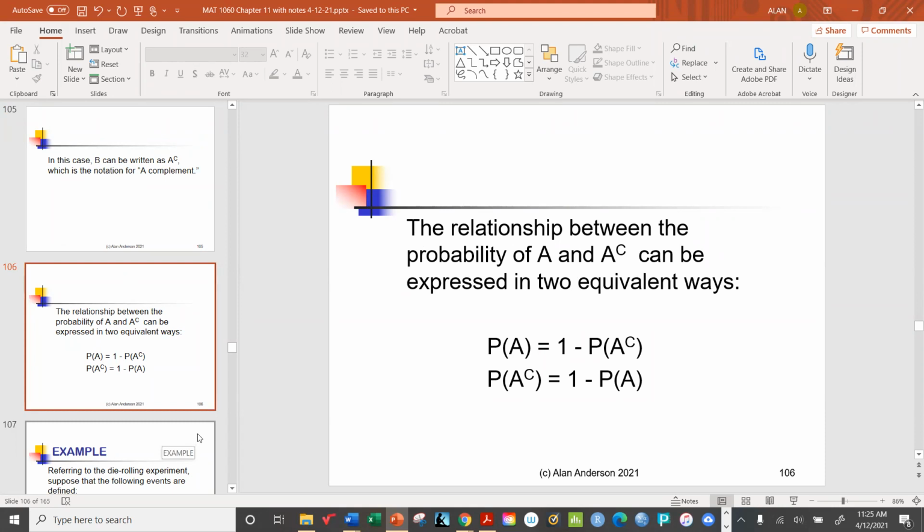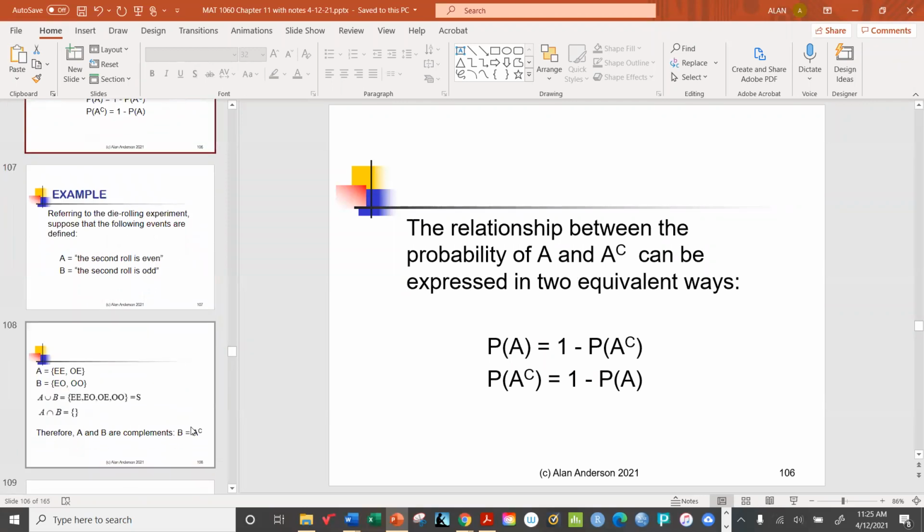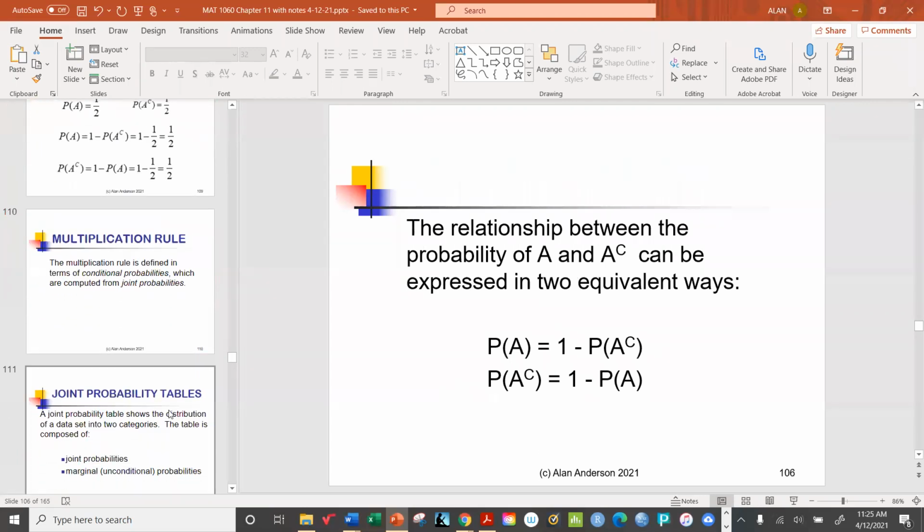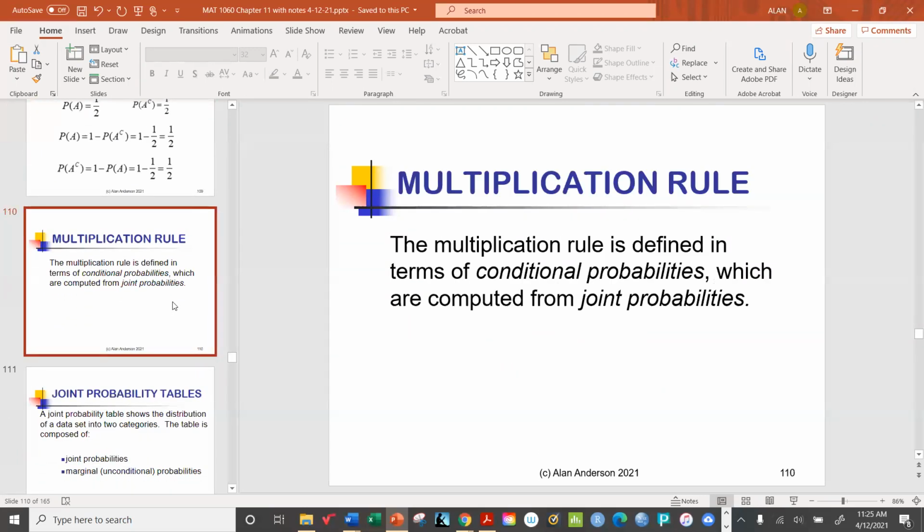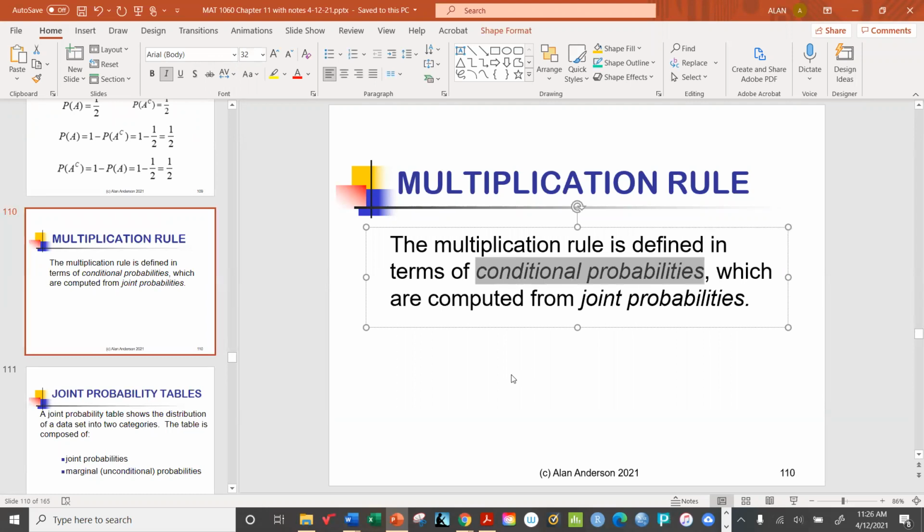Now, the multiplication rule is so complicated that it requires us to take a step back and introduce a handful of new ideas so that we can truly understand what the multiplication rule is telling us. The multiplication rule is defined in terms of what we will call conditional probabilities, which we don't know what they are just yet, but we will. And these in turn are computed from joint probabilities, which again, we haven't seen yet, but we will very soon.